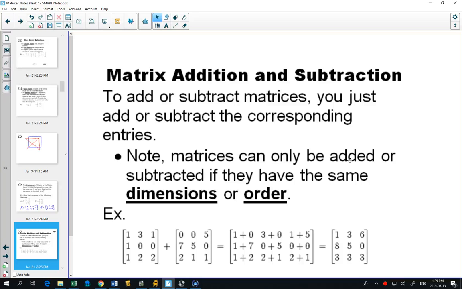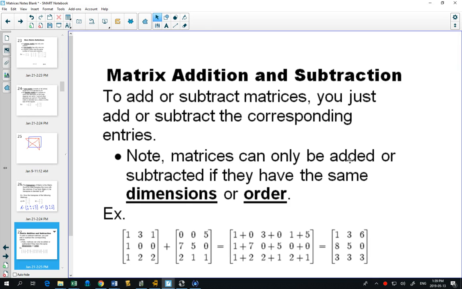We now learn how to do some math, arithmetic with matrices. First of all, addition and subtraction. To add or subtract matrices, you just add or subtract the corresponding entries or corresponding elements. Now, something that becomes important: you can only add matrices if they have the same size. So if you're trying to add two matrices that are different sizes, they don't have corresponding elements, and then it's just not allowed.